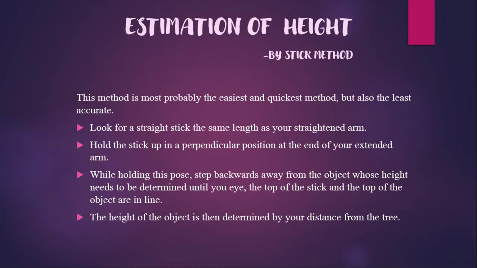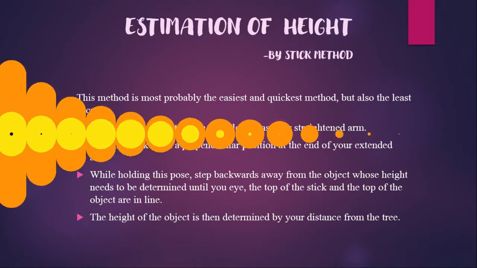While holding this pose, step backwards away from the object whose height needs to be determined until the top of the stick and the top of the object are in line. The height of the object is then determined by your distance from the tree. The next picture will explain you in detail.